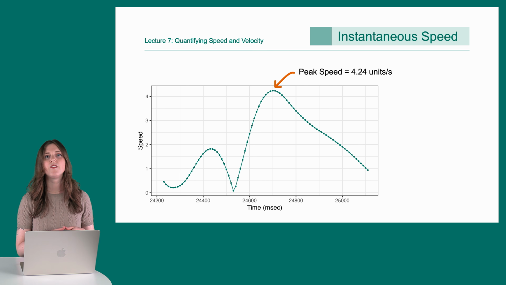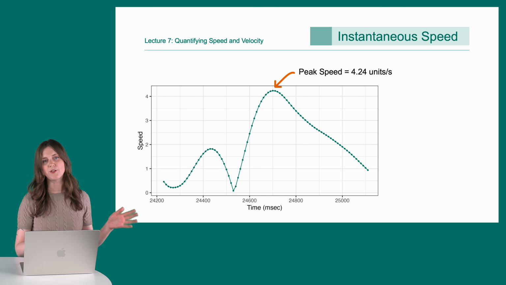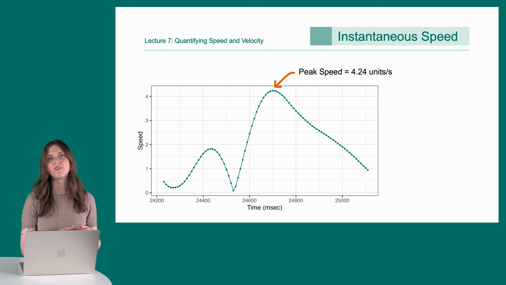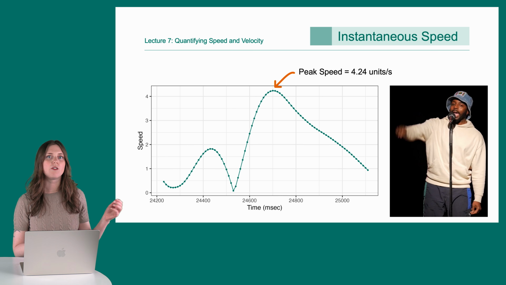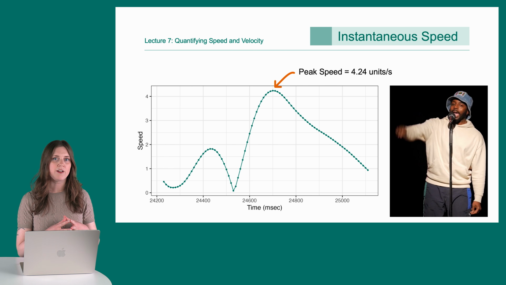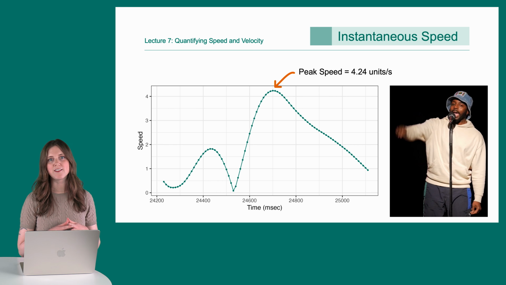If we plot the speed of the wrist over time, we see that it changes quite a bit throughout the stroke, and our peak speed is 4.24 units per second, occurring around 24,700 milliseconds. This can help us identify the moment when a gesture is most kinematically salient and how much effort was expended. Indeed, if we find this time point in the video, we can see that it is right in the middle of his downstroke, and there's quite a lot of motion blur corresponding to this fast movement.